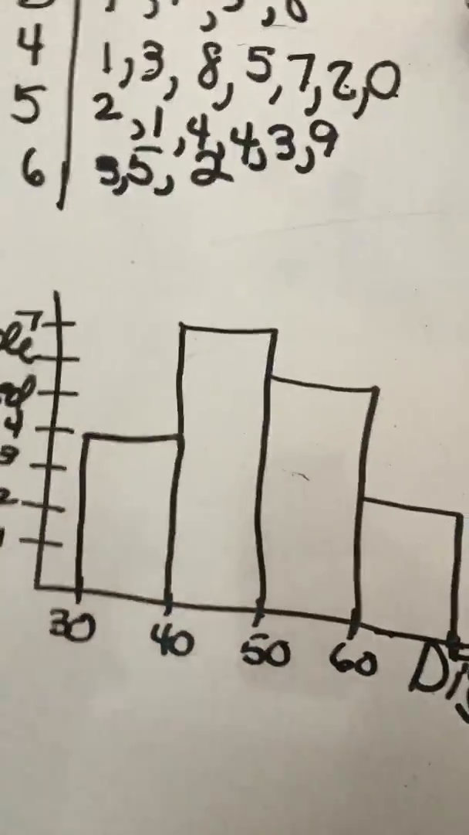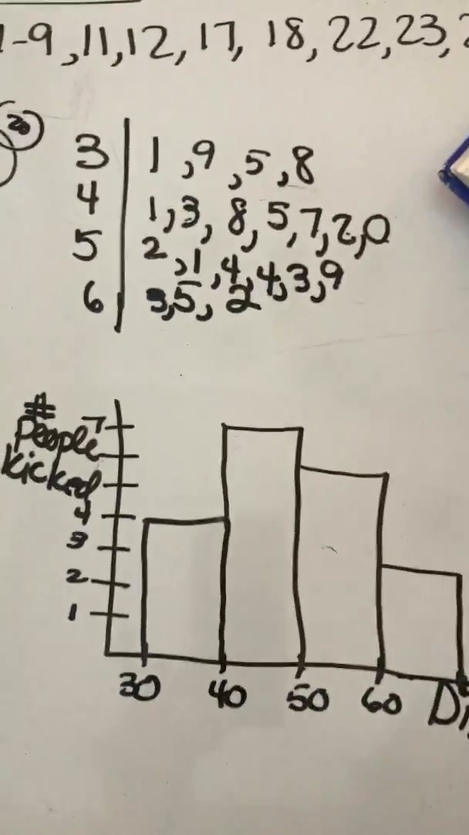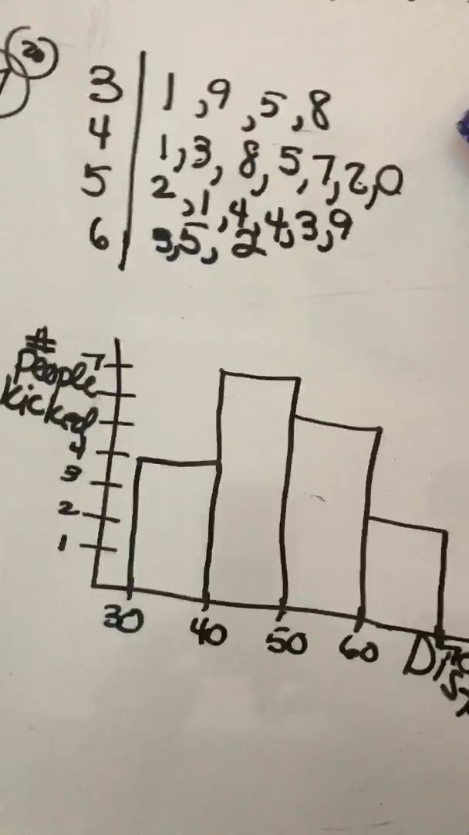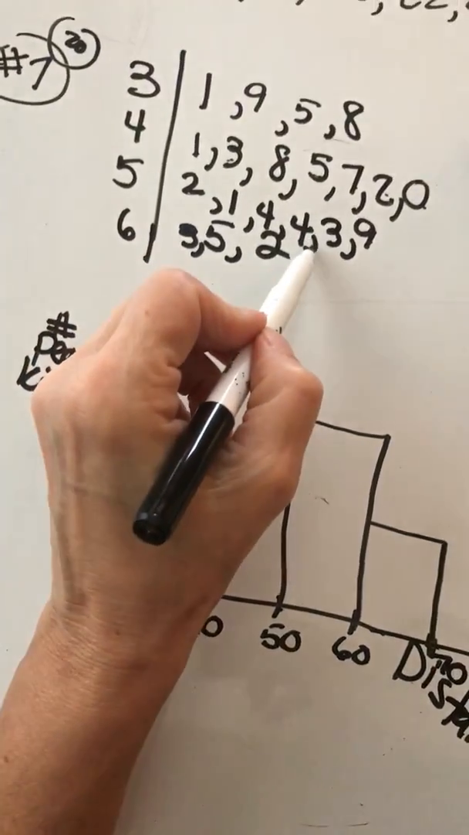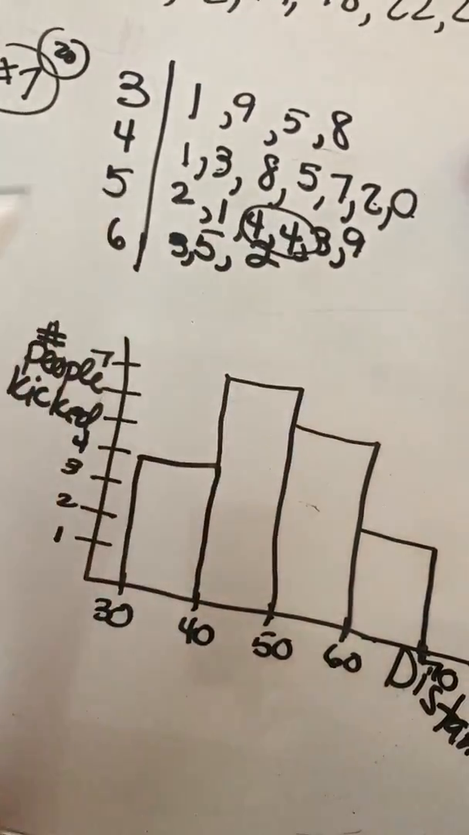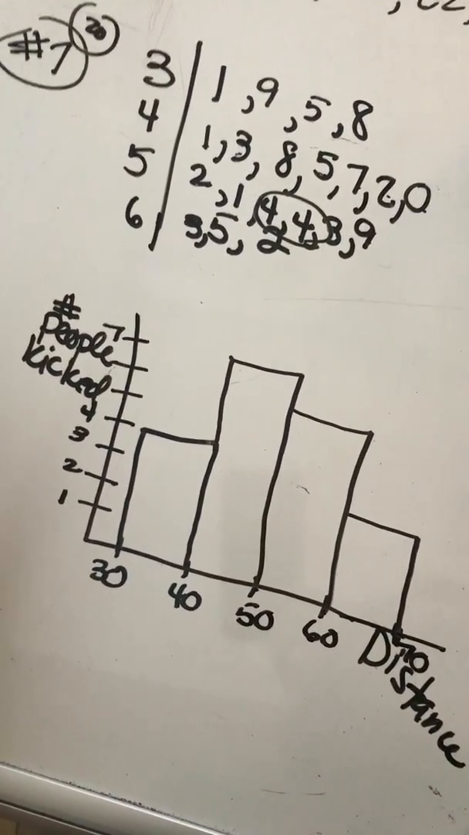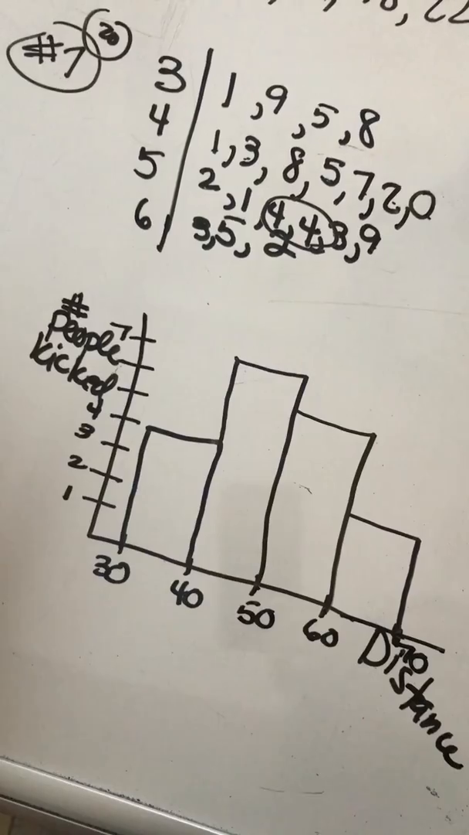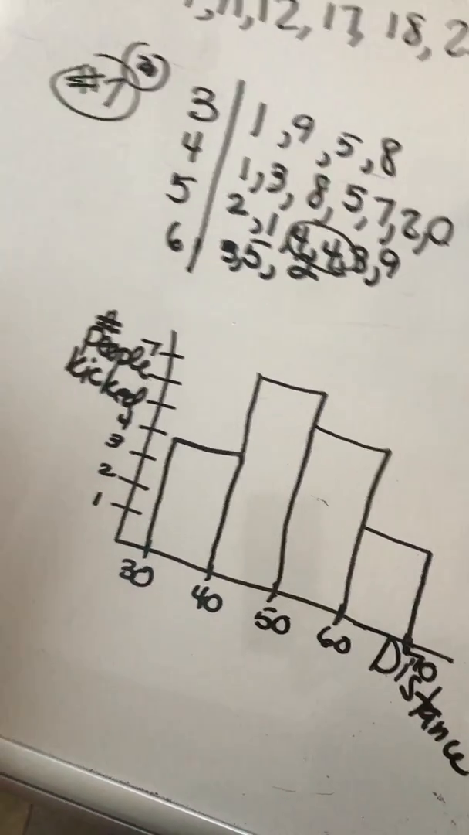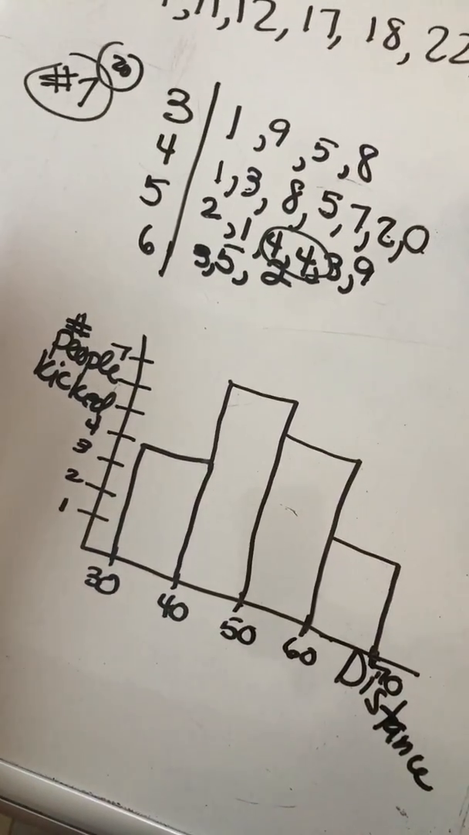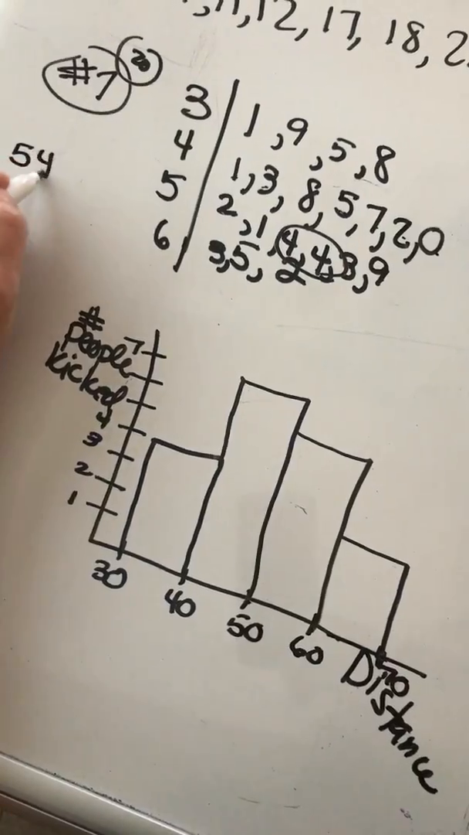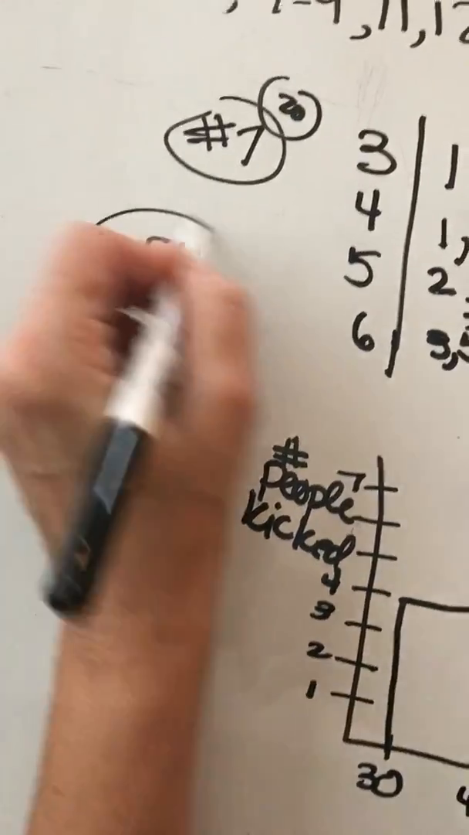All right, so determine the mode. The mode is the most. Looks like we have 2 54s. So that appears to be the mode, 54 is the mode.